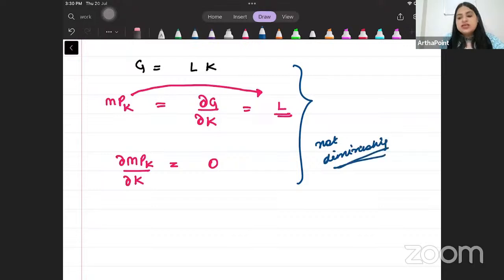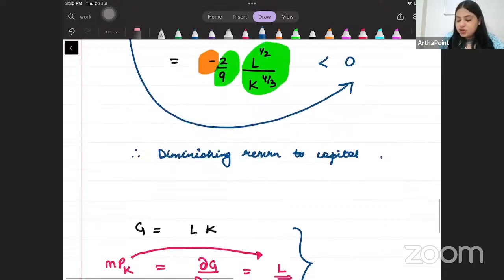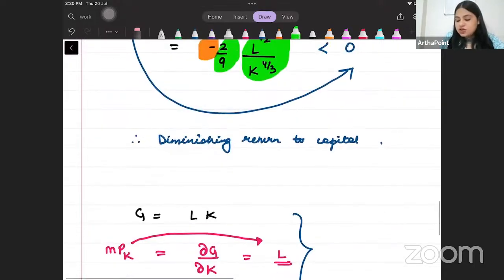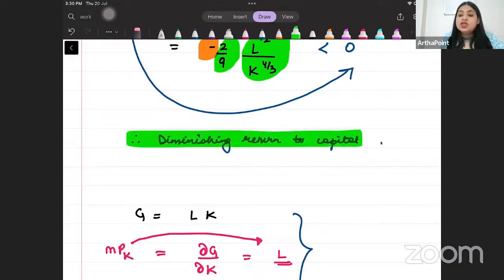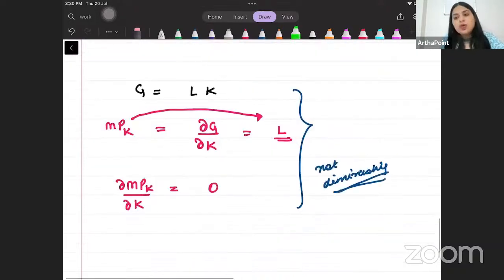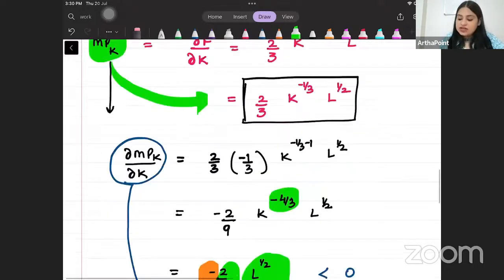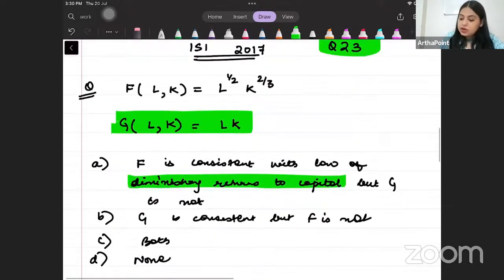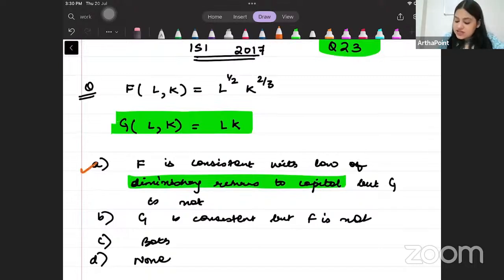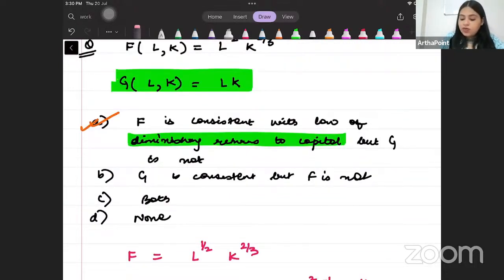So what we see is that F is diminishing. F has diminishing returns to capital, but G does not have diminishing returns to capital. So the correct answer for this question, therefore, beta, should be A. F is consistent with the law of diminishing returns to capital, but G is not consistent with the law of diminishing returns to capital.